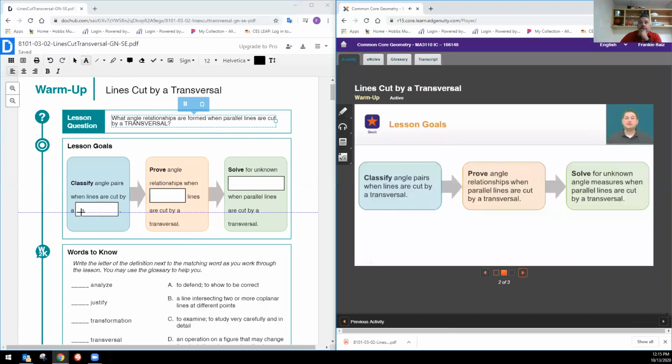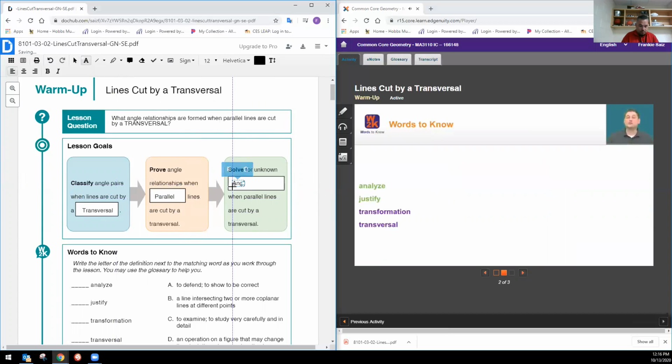Before we dive into this lesson, I want to take a look at our lesson goals. We're going to first classify angle pairs when lines are cut by a transversal, and then prove angle relationships when parallel lines are cut by a transversal. That'll allow us to solve for unknown angle measures when parallel lines are cut by a transversal. Now, you'll notice I keep using that word transversal, and that's because it's one of our words we need to know. So let's take a look at all of them.